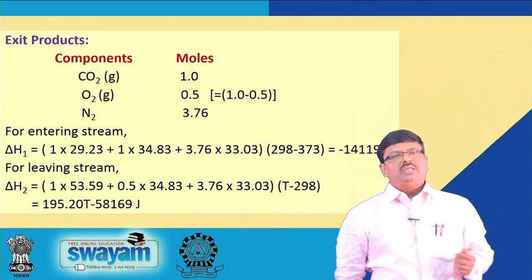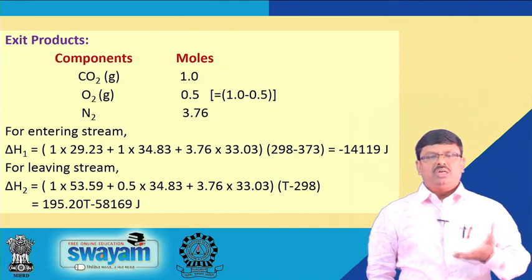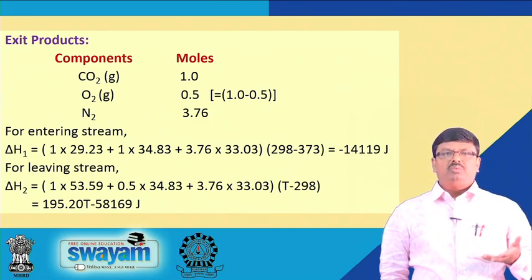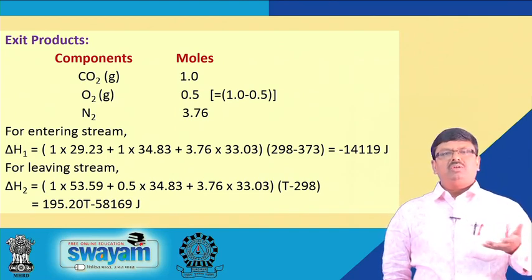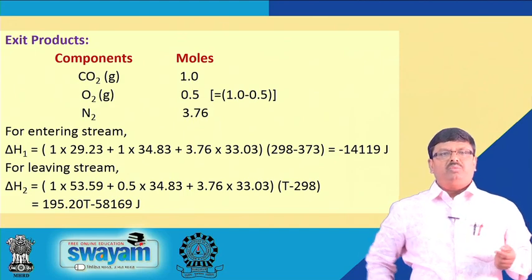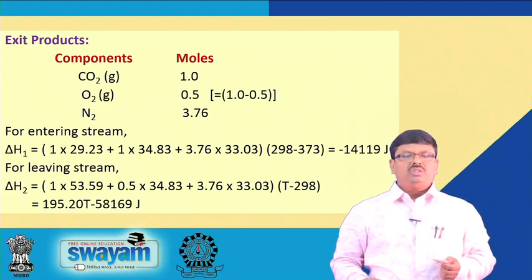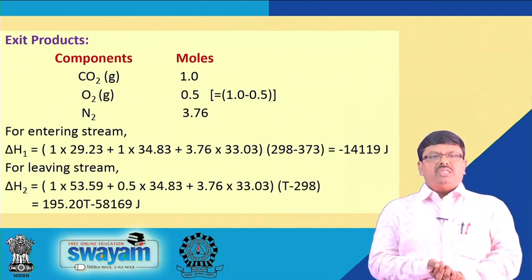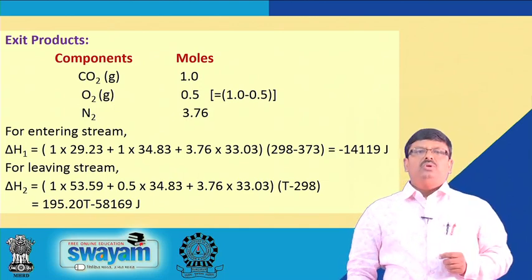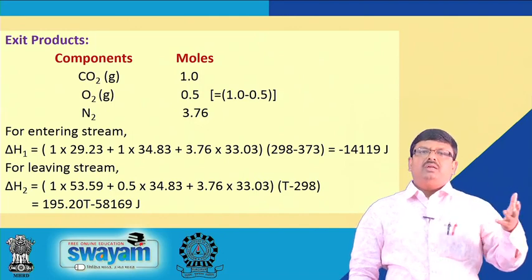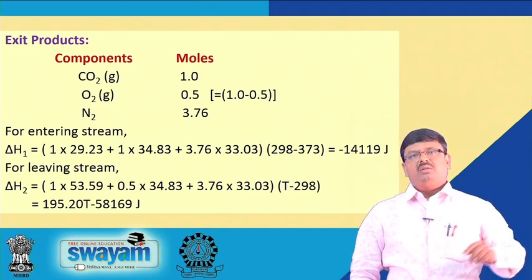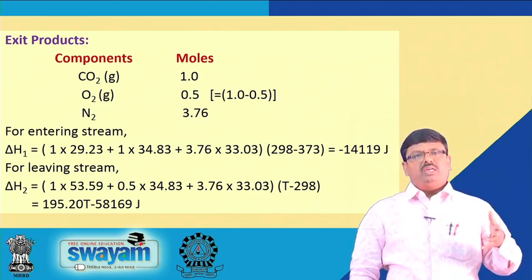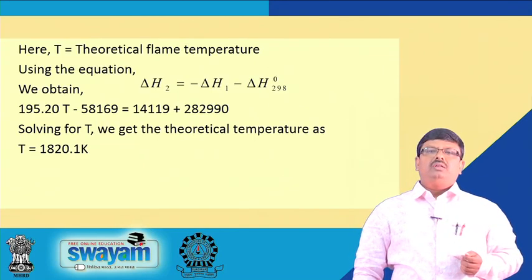So, here you see the exit products, where the components are definitely carbon dioxide, which you are getting from the chemical reaction, and oxygen will also be there, and nitrogen will also be there, because nitrogen is inert, and the excess amount of oxygen will also be present in the product stream. So, for the entering and leaving streams, we have considered the enthalpy changes delta H1 and delta H2, and the constant average heat capacities are given for the different reacting substances in the products. So, calorimetrically, we have considered these equations for finding out the enthalpy changes and, finally, the adiabatic flame temperature.